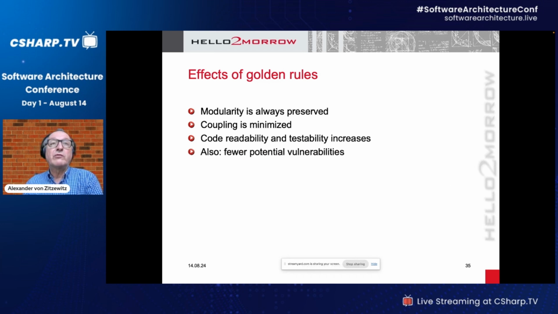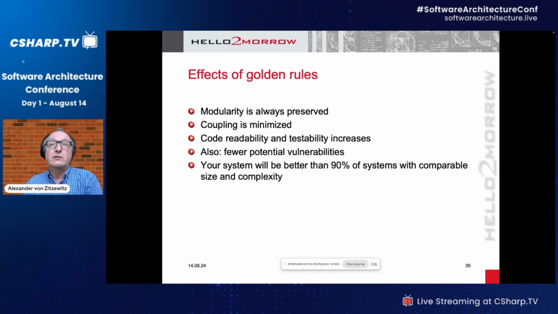And also you end up with fewer potential vulnerabilities. And if you do that, your system will be better off than 90% of systems with comparable size and complexity.